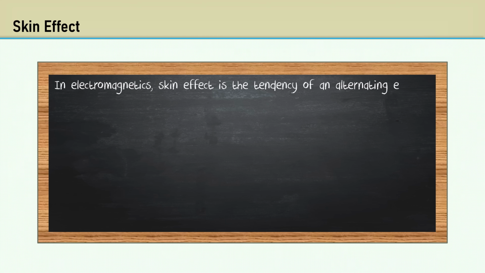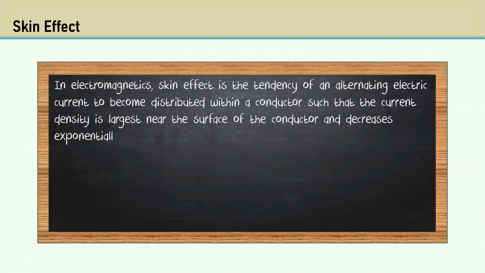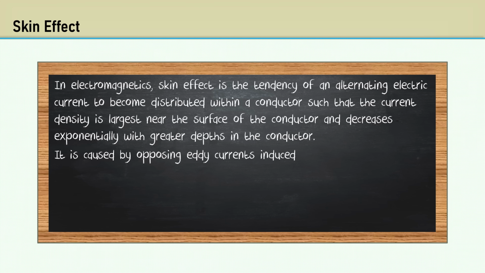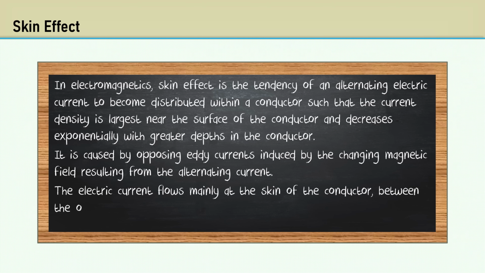Let's talk skin effect. In electromagnetics, skin effect is the tendency of an alternating electric current to become distributed within a conductor such that the current density is largest near the surface of the conductor and decreases exponentially with greater depths in the conductor. It is caused by opposing eddy currents induced by the changing magnetic field resulting from the alternating current. The electric current flows mainly at the skin of the conductor between the outer surface and a level called the skin depth.